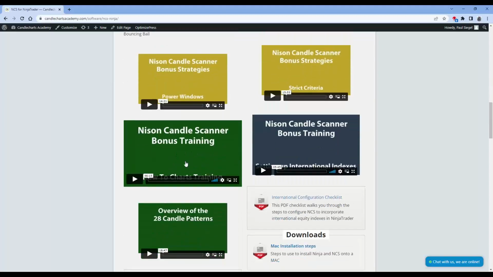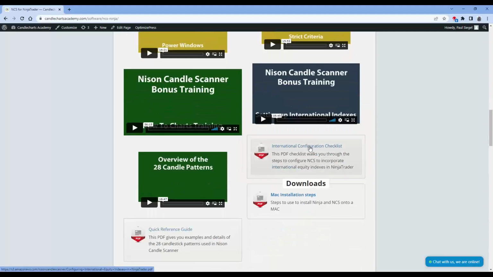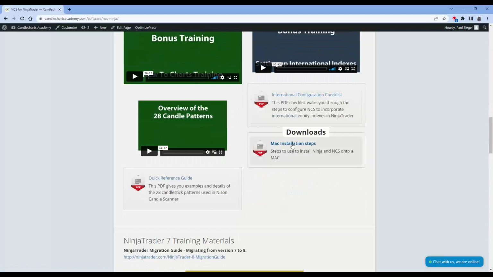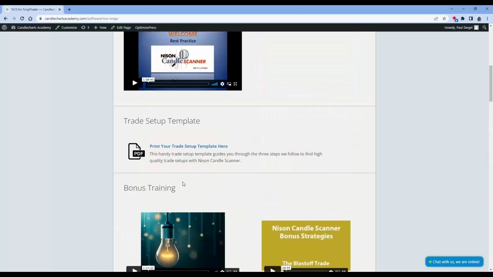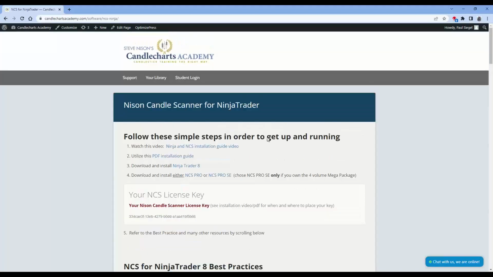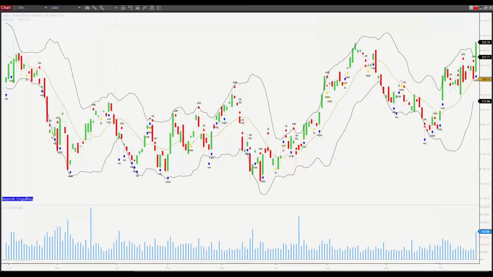We have a bonus training. We have an overview of the 28 different candle patterns. We show you how to set up for international indexes. If you have a Mac and you want to install on a Mac, we give you Mac installation, and we have a quick reference guide showing you what each of the 28 different candle patterns will look like on the software. Again, for those of you in the room, this is a great time to ask questions.